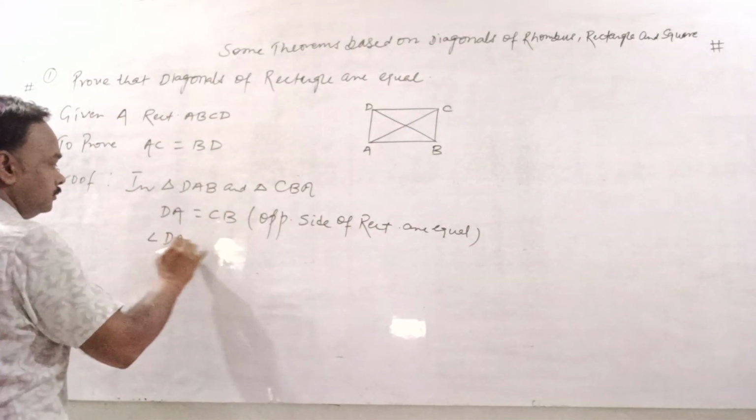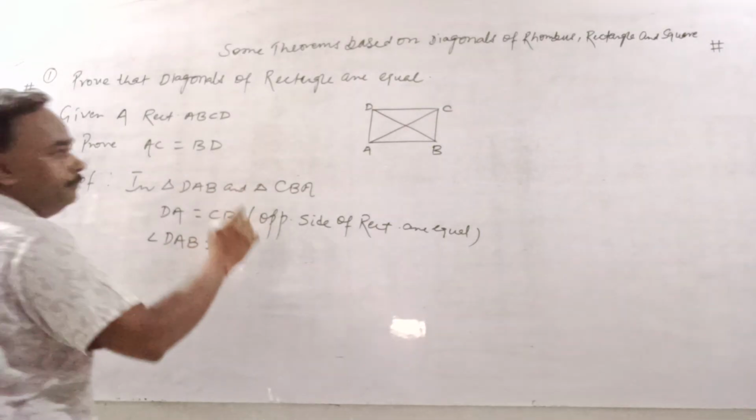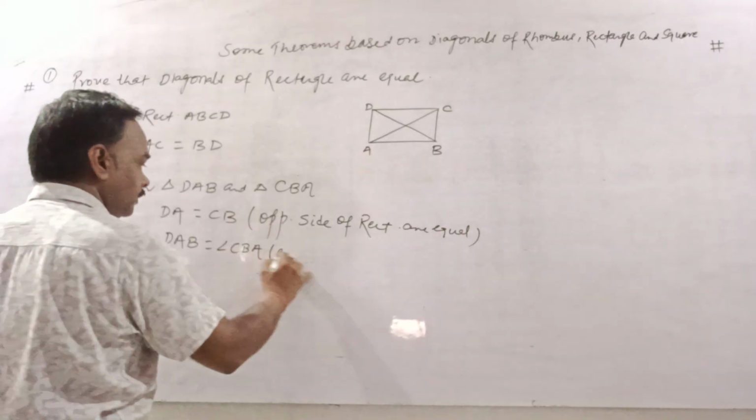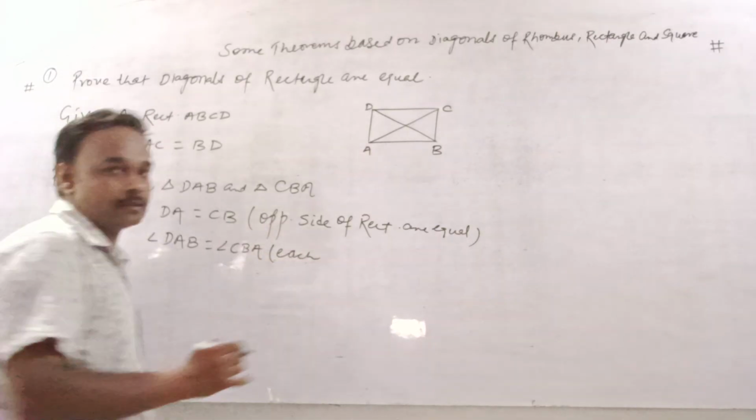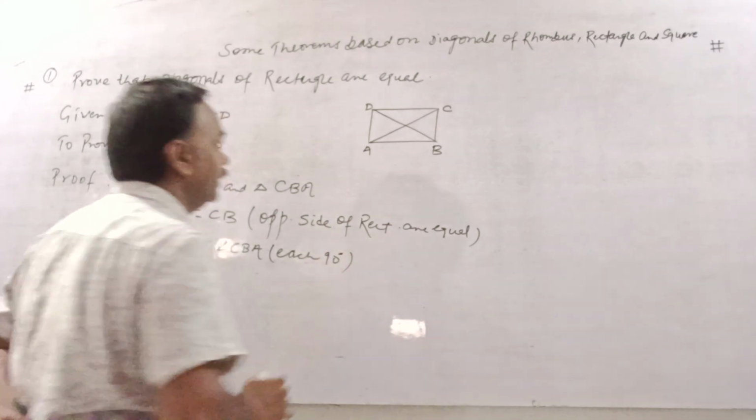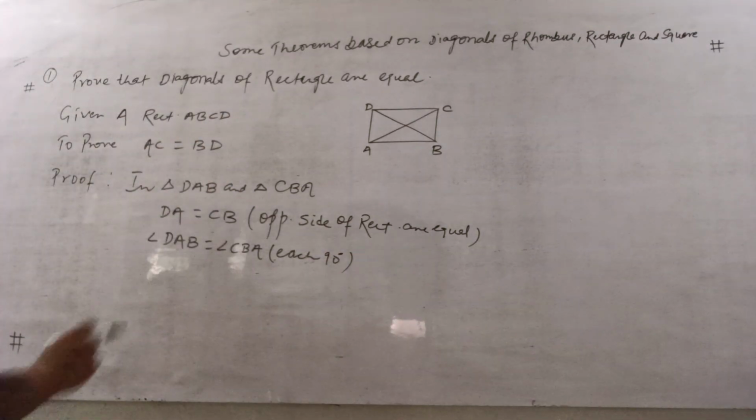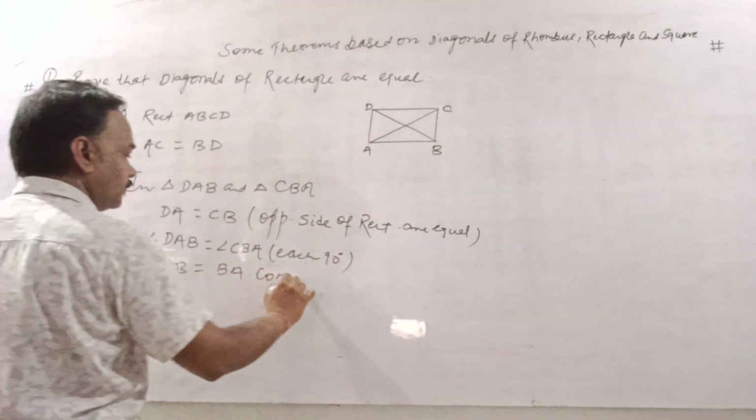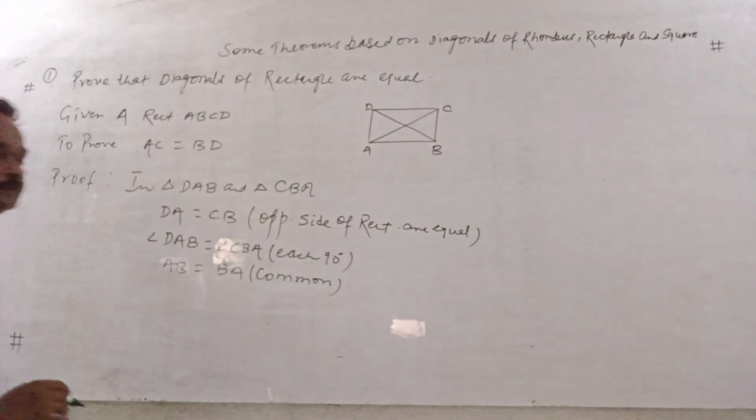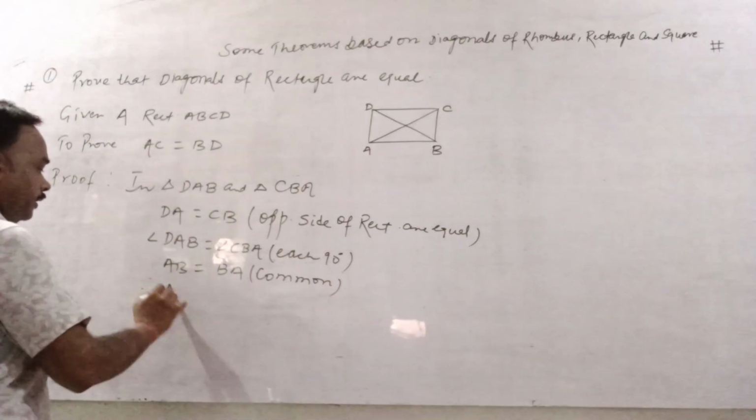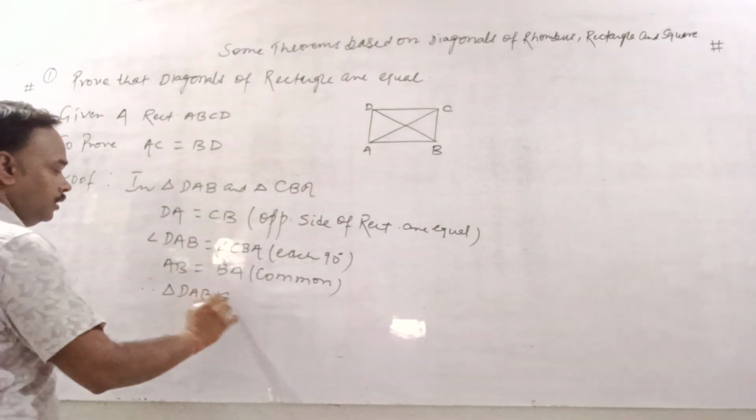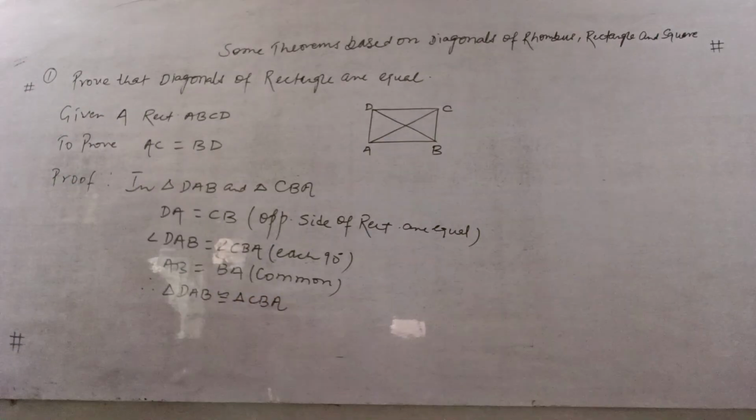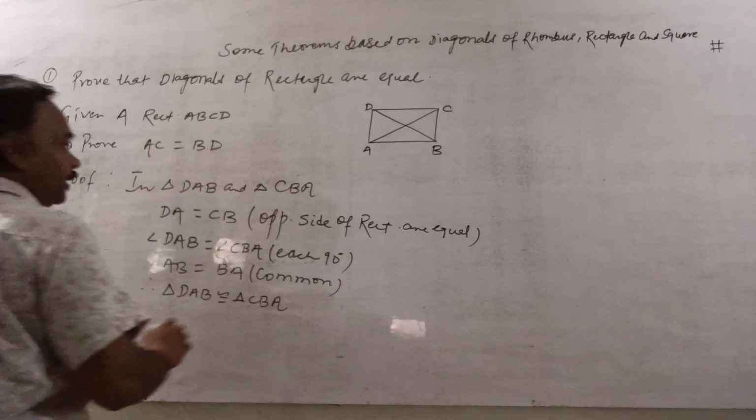And second one is angle DAB is equal to angle CBA is equal to 90 degrees, because each angle of a rectangle is 90 degrees. Clear? And AB is equal to BA, common in both triangles. Clear? Therefore, triangle DAB is congruent to triangle CBA.